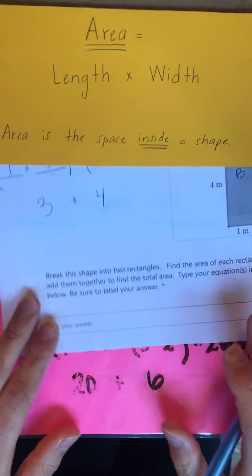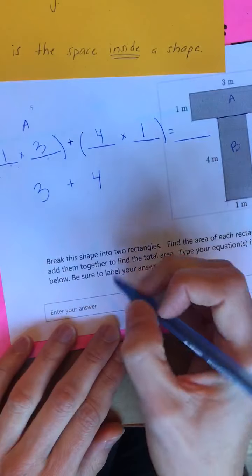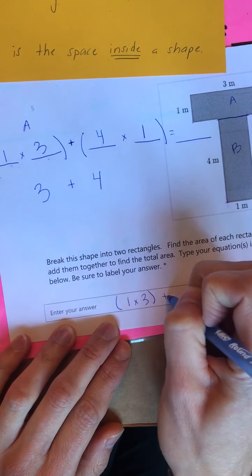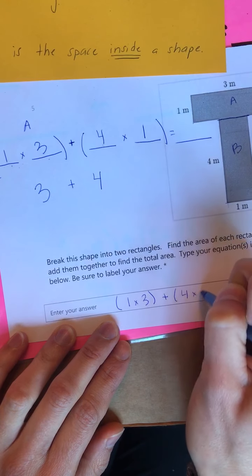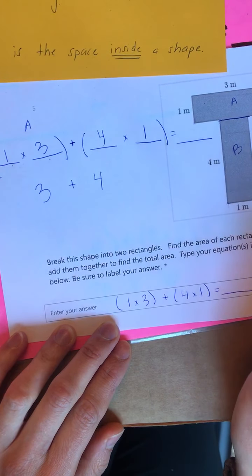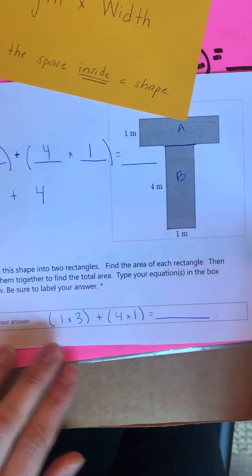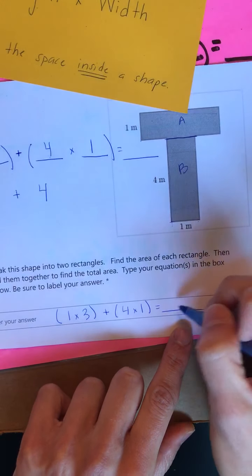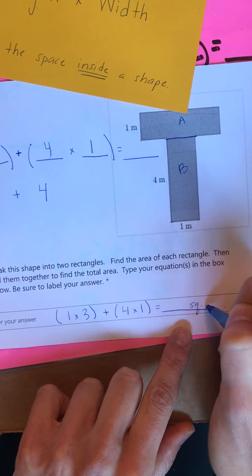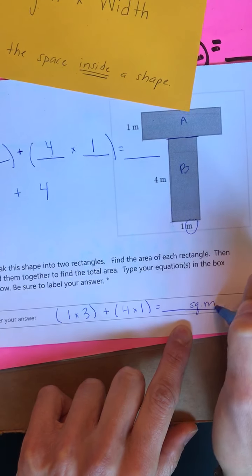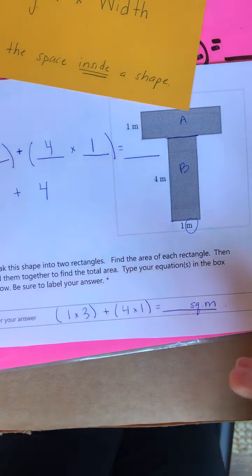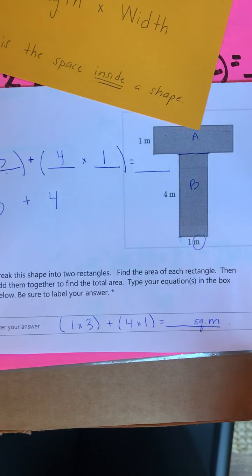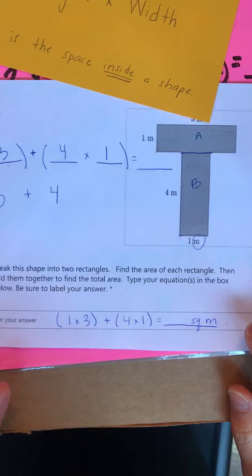When you go to type your equation in the box, it's going to look like this. 1 times 3 plus 4 times 1 equals blank. And don't forget your label, sorry. So blank square, we're using meters here, meters. Okay, friends, pause your video, and when you're done with this, press play, and we'll take a look at the last question together.